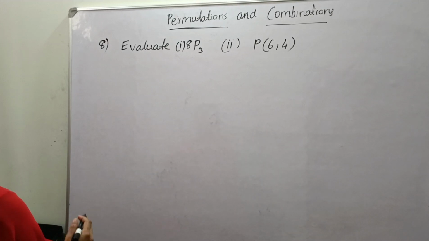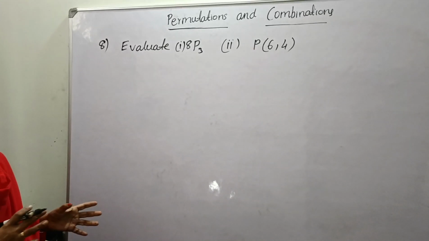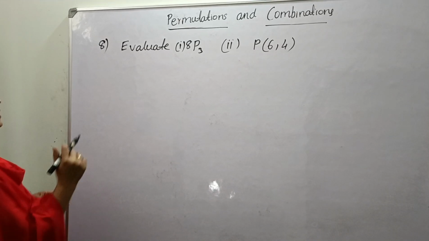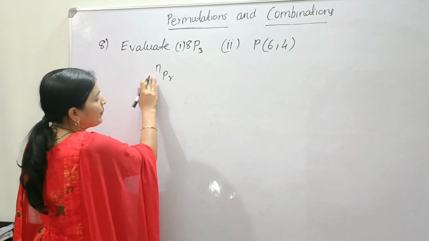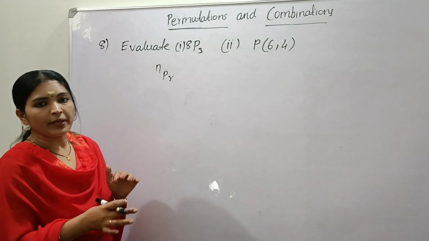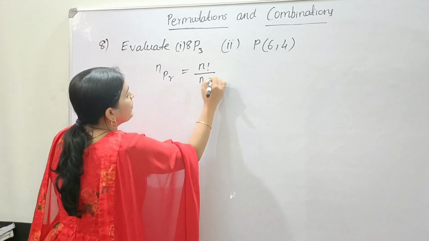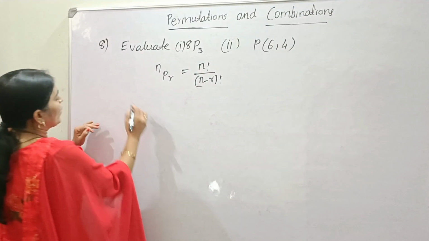Next question, evaluate 8P3 and P(6,4). We have already learnt about the formula for permutations, right? Definition of permutation, that is nPr, the number of arrangements of n things taking r at a time. That is nPr is equal to n factorial divided by (n minus r) factorial. So here let us find the first one.